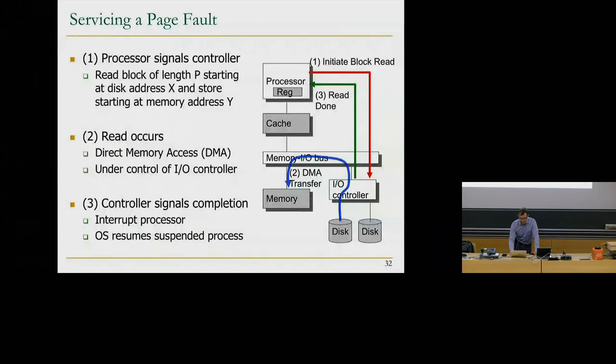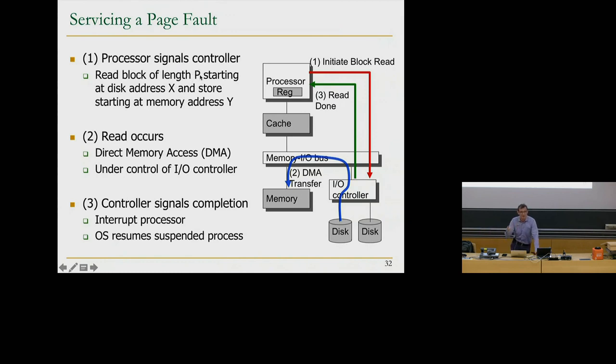Okay. So let's go through this. Basically, how do you service a page fault? Essentially, the processor needs to signal some controller. In this case, it's the I/O controller, because you're really trying to access the disk. And tell the I/O controller, read a block of some length, starting at disk address X, and store starting at memory address Y. These addresses are known by the operating system, basically. The length P is essentially the page size.